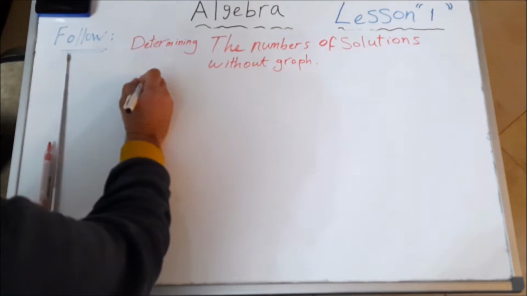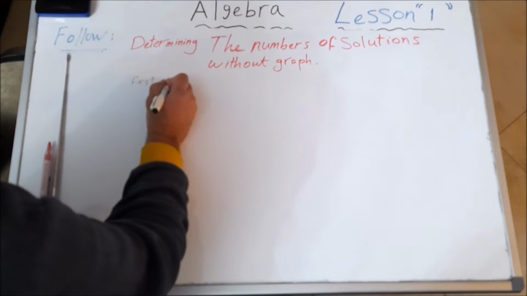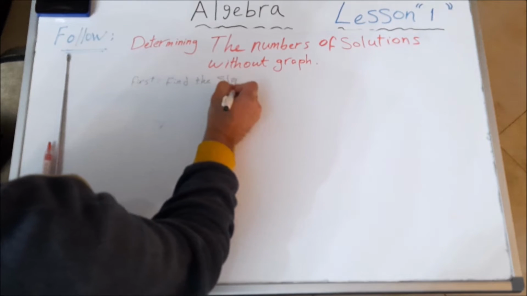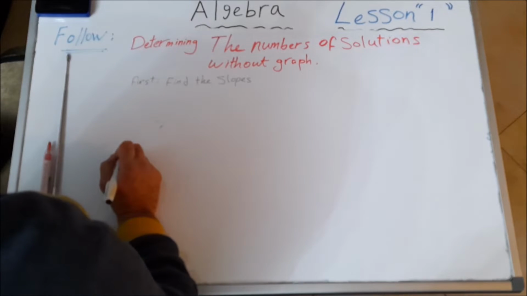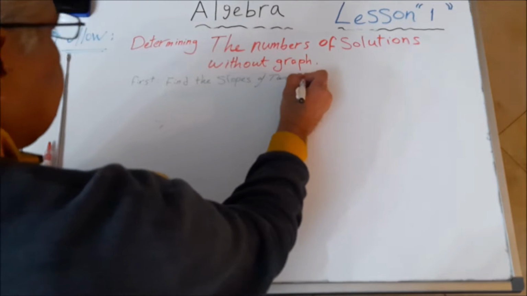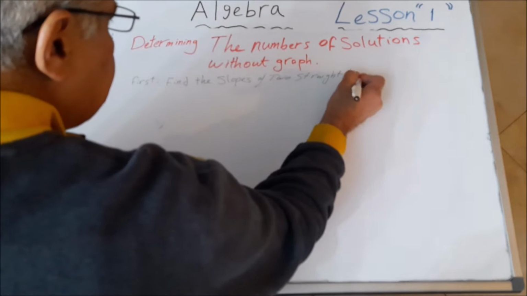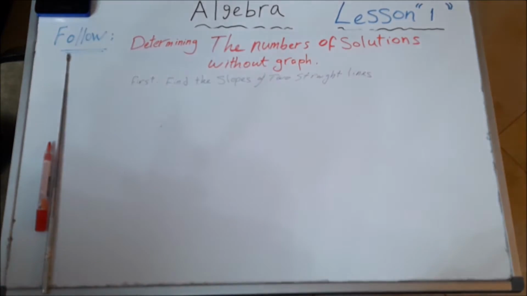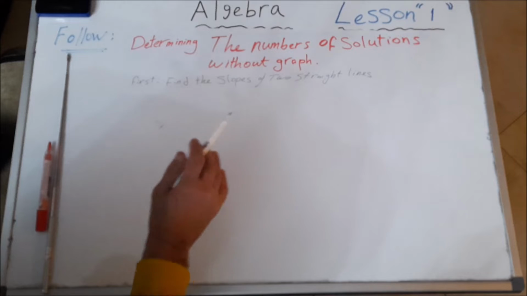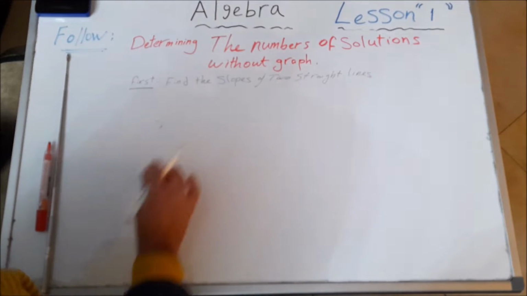The first, find the slopes of two straight lines. تمام. يبقى احنا بنتكلم دلوقتي عايزين نعمل determining the number of solution without graph. The first, find the slopes of two straight lines.